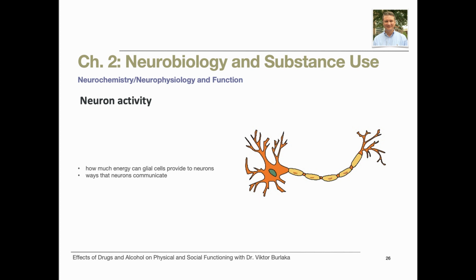The neurochemistry of substance use operates largely at 2 points. The first concerns the glial cells and how much energy they can provide to neurons. The loss of glial cells, or impeding their ability to provide energy, has a negative impact on neuronal activity. The second concerns the ways that neurons communicate. Neurons physically pass neurotransmitters, which naturally occur in the brain, between each other, as their mechanism for communication.